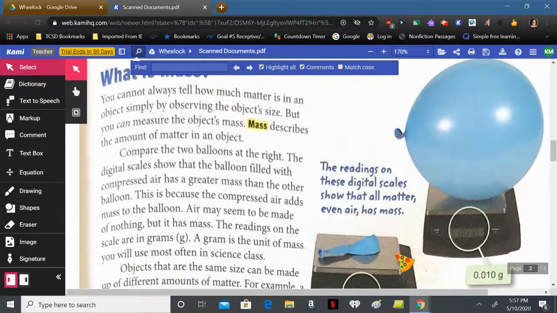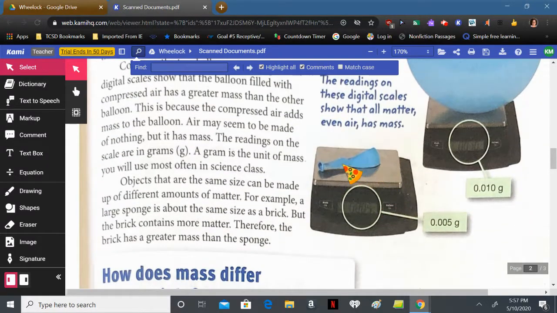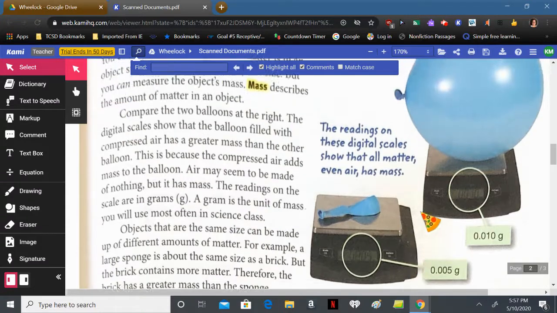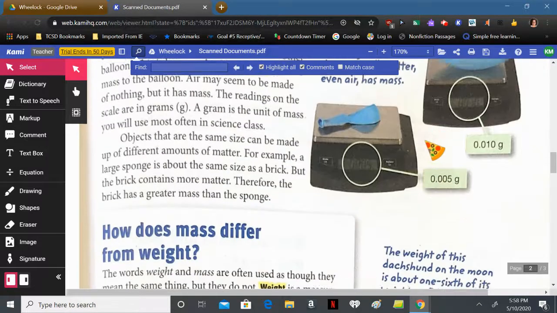And let's take a look at our balloons. The readings on these digital scales show that all matter, even air, has mass. So here's our balloon without air in it. It's at 0.005, or 5/1000ths of a gram. And then here's a balloon filled up with air. It's at 0.010, or 10/1000ths of a gram. So this has more mass.